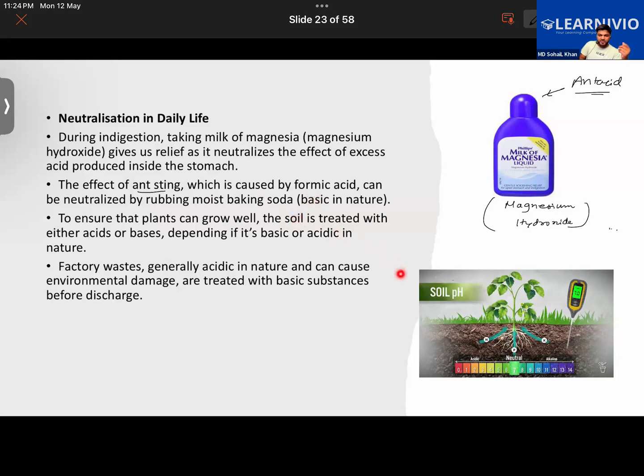Further, to ensure that a plant grows properly, we need to first of all check the pH level of the soil. The pH level basically helps us understand the nature of the soil, whether it is acidic, basic, or neutral, whether it is highly acidic or less acidic, highly basic or less basic in nature. There's a range from 0 to 14.